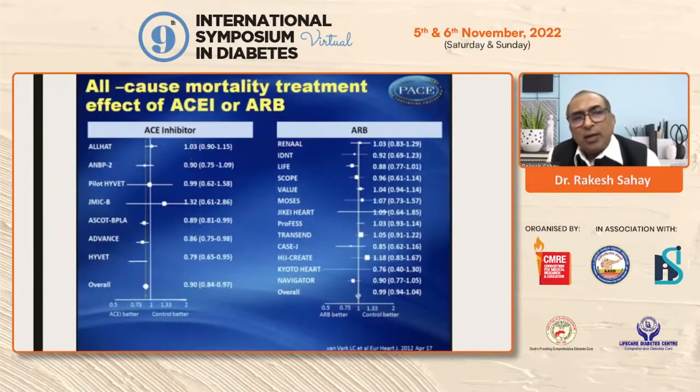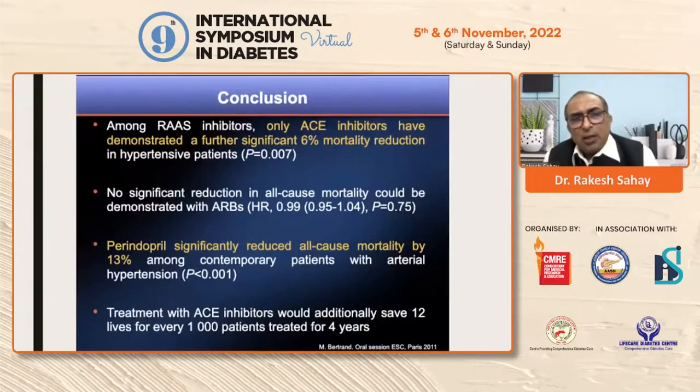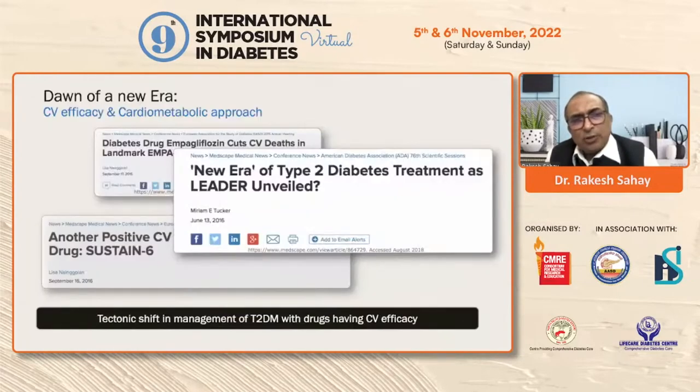And when you look at a meta-analysis of the all-cause mortality amongst the ACE inhibitors and ARBs, you find that the benefits are more with the ACE inhibitors than the ARBs. So clearly the ACE inhibitors stand out as compared to the ARBs in terms of the all-cause mortality benefits in patients with diabetes.